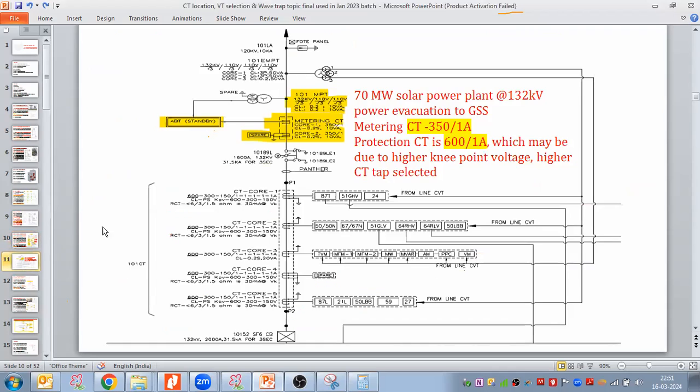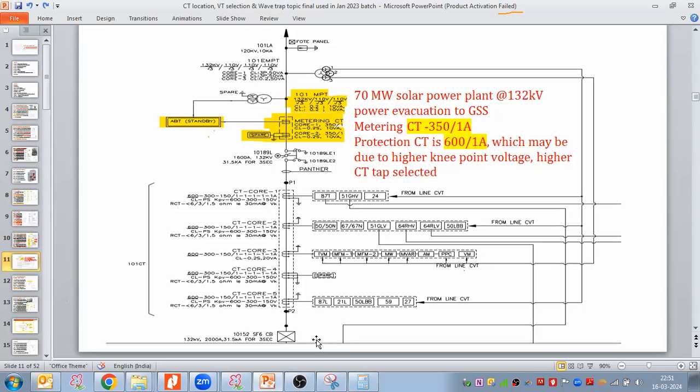Yeah. Let us take this one. This part. Let us see here. This is a 70 megawatt solar power plant. Power evacuation at the rate of 132 kV to the grid substation. Here, if you see the protection CT, let us first see what is the ratio. 600, right? 300, multi ratio CT, multi-core CT.